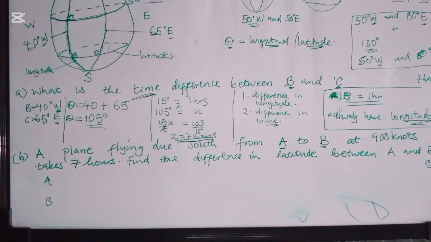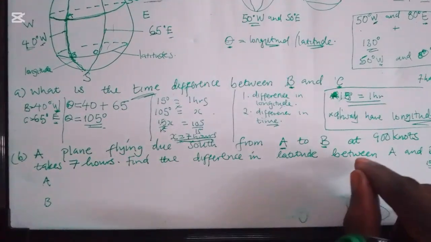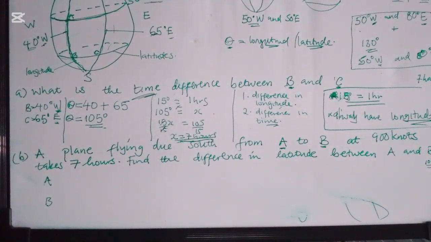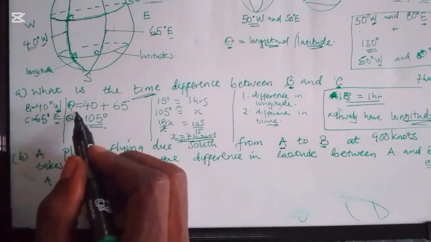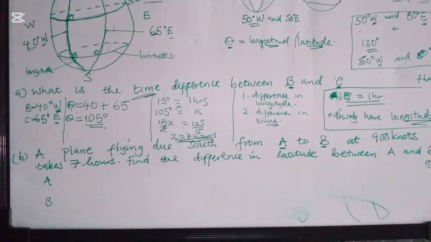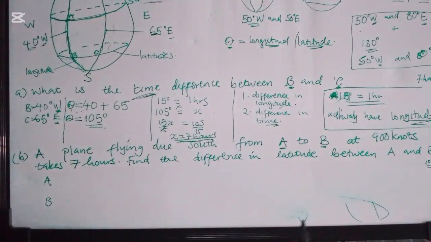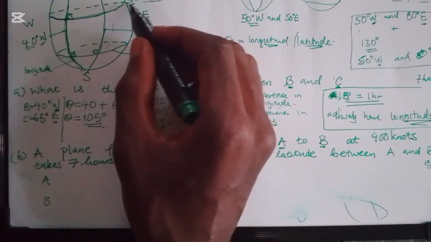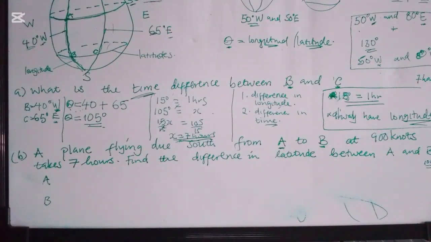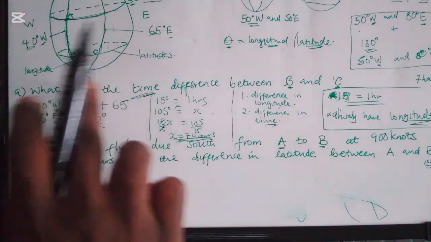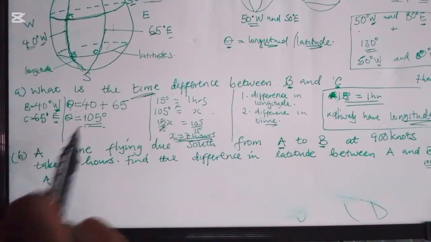But our question is saying difference in latitude between A and B. But our challenge is for us to use this formula, we have to have both the what? The latitude. But in this question, we don't have both the latitude, but we only have one latitude. So meaning this formula won't work.